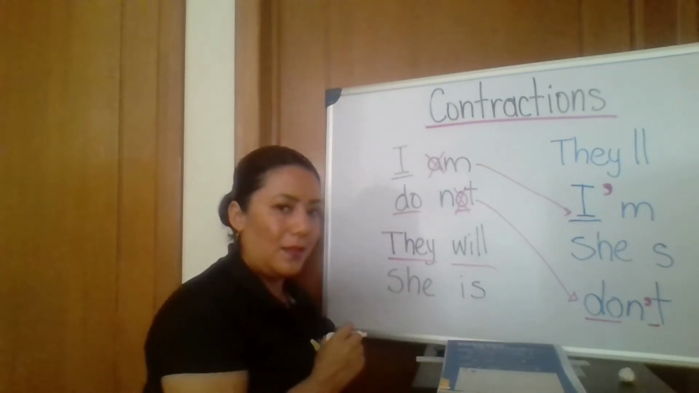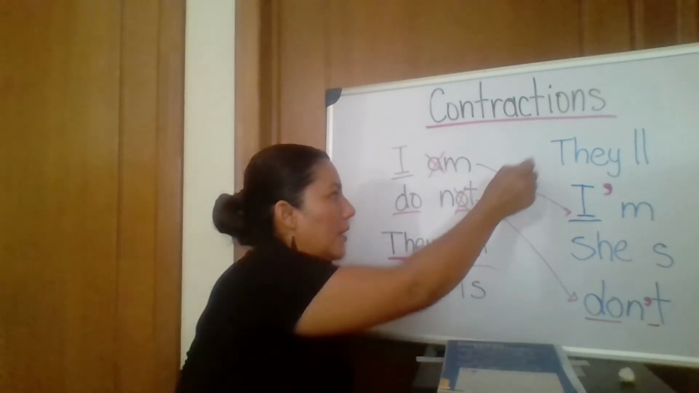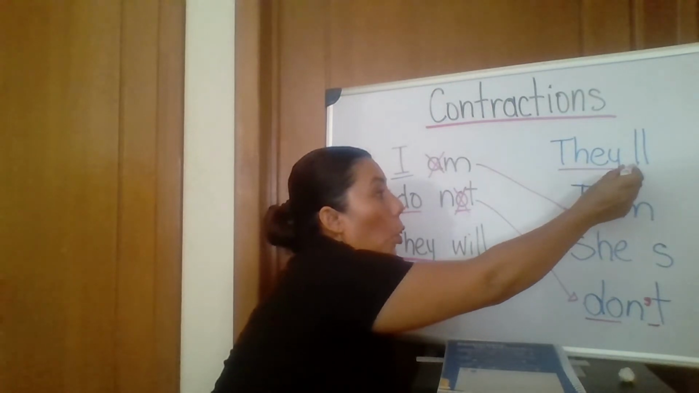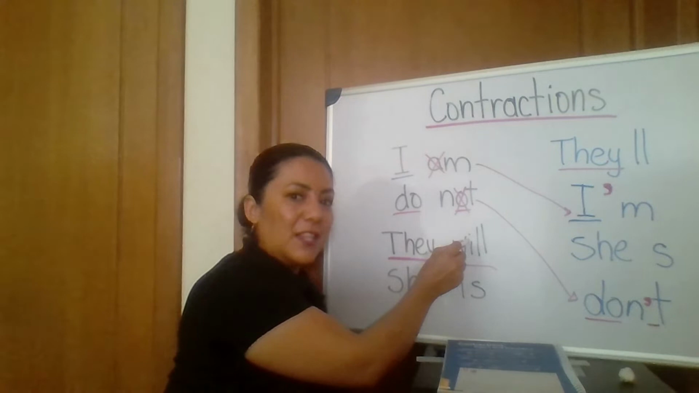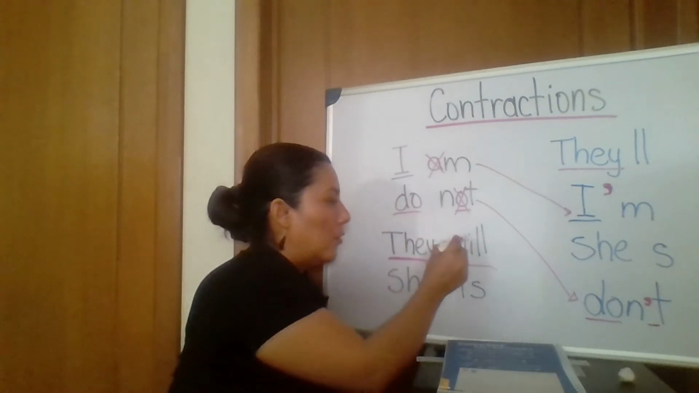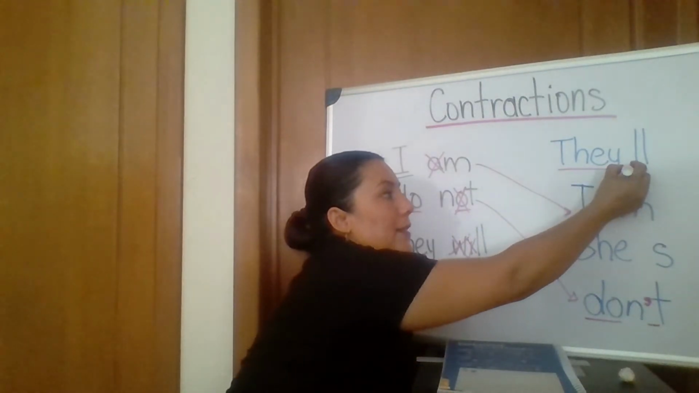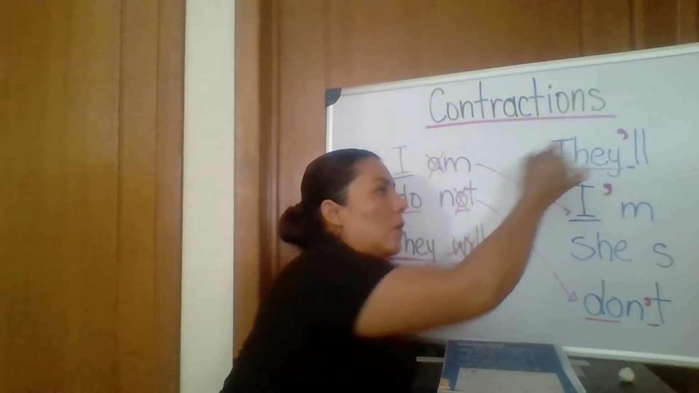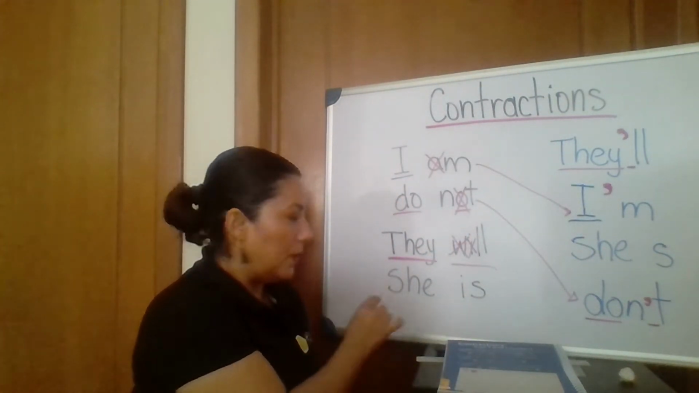They will. Let's look for the one that has they right there. Oops, where are these two letters? In this case, we dropped two letters. Bye, bye. And what do we put in this space? An apostrophe. Correct. They'll. And the last one.